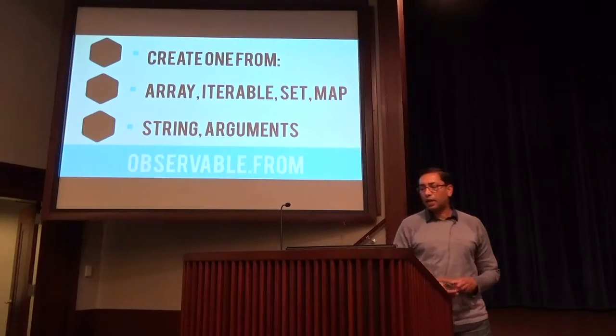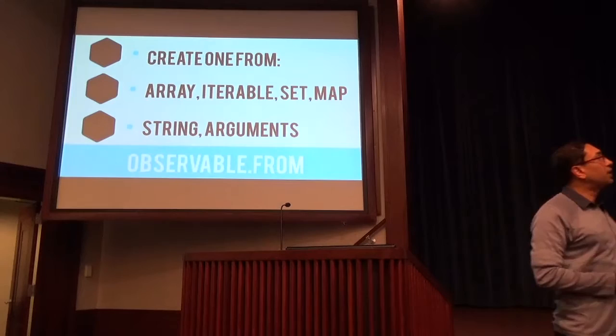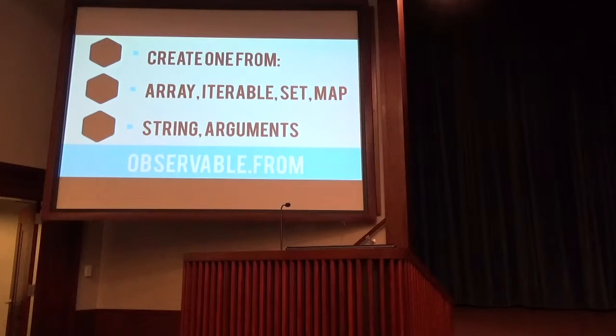And I kind of glossed over the .from part here, but what we can do is take a number of different things that we have available already in Java, like an array, iterable, set, map, string, list of arguments, whatever it may be, and we can just say Observable.from, create an observable from these things, and we get back an observable that we can then hook into a subscriber. So there are very easy ways or handy shortcuts for creating observables, in this case specifically when we're creating from arrays, iterators.